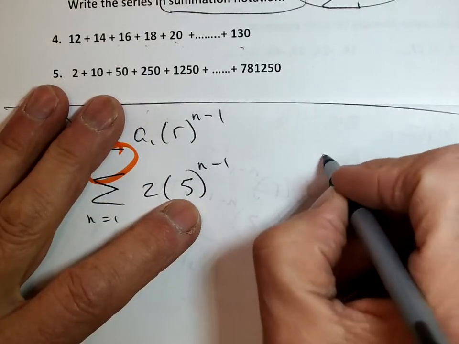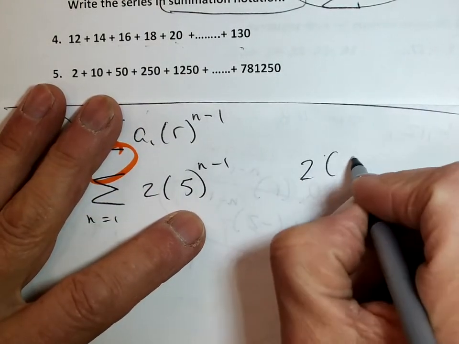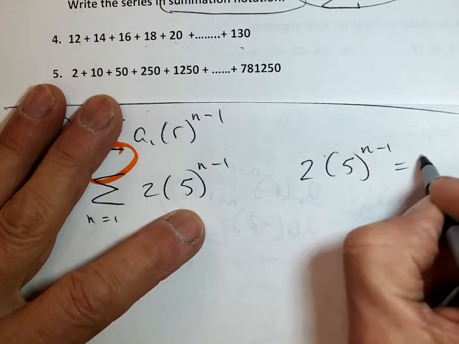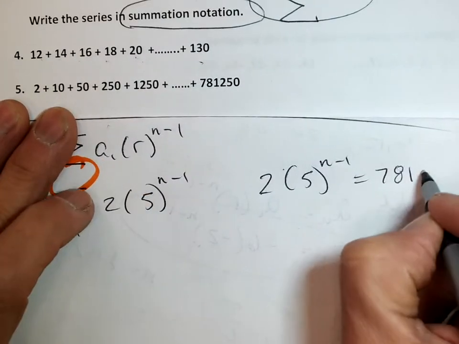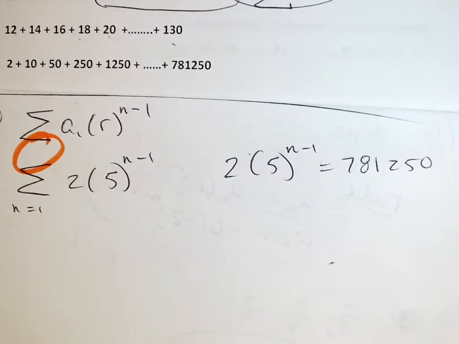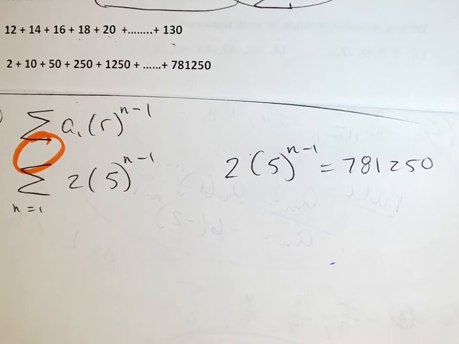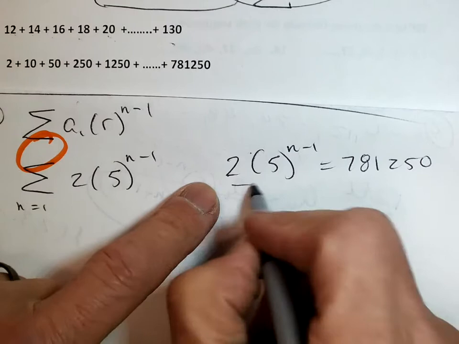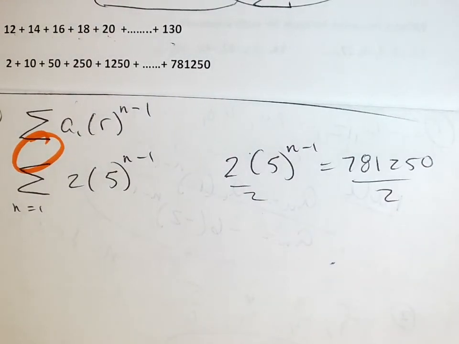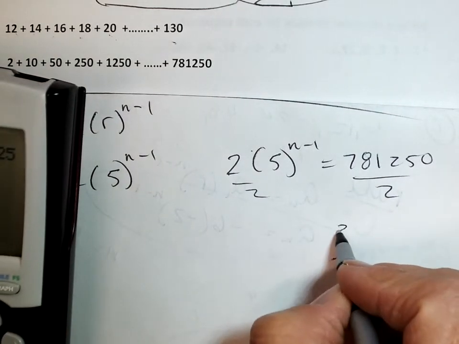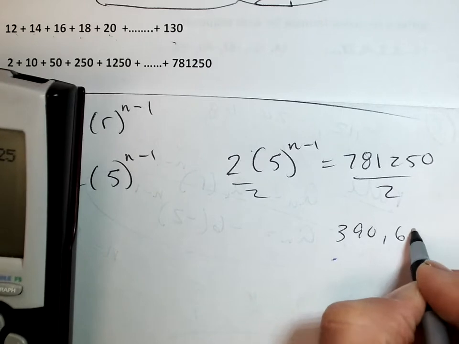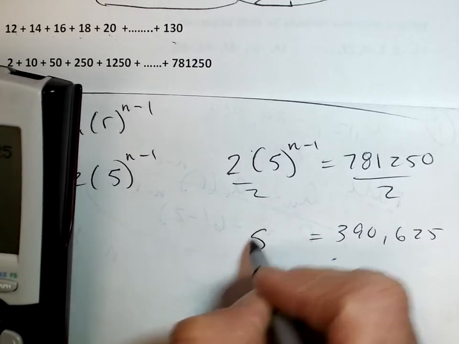So I'm going to go 2 times 5 to the n minus 1 is equal to 781,250, right? I got to solve for n. I can do that. What do you think the first step's going to be? Let's divide by 2. Divide by 2, divide by 2. I'm going to borrow Jay's calculator. 781,250 divided by 2, and I get 390,625 is equal to 5 to the n minus 1 power.